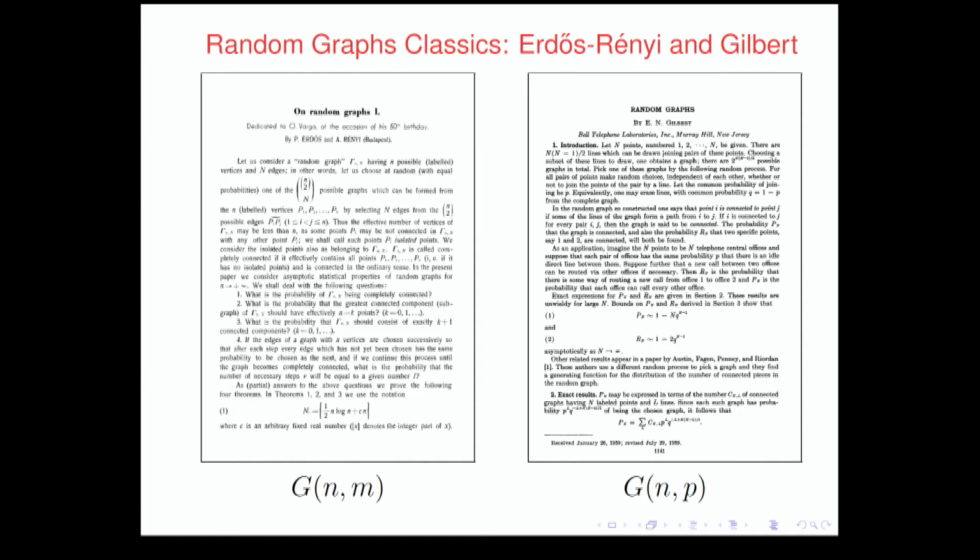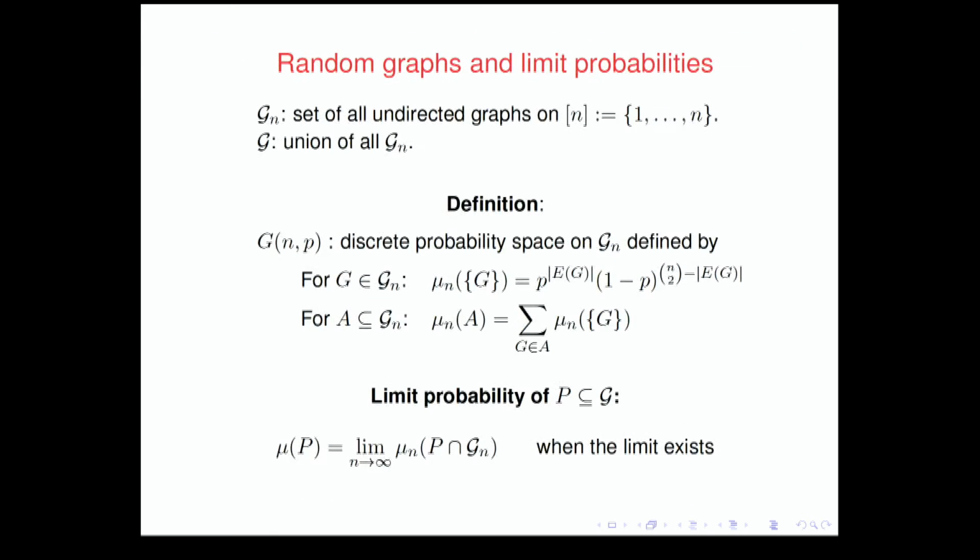So in both cases, they were studying the probability of the random graph being connected. However, the focus of Gilbert was more on the case where p was a constant, and therefore you have a dense random graph. And Erdős-Rényi were more interested in the case where the number of edges is very small, something like n log n. It's not very small, but relatively small. These two things will be guiding my talk, and so I will talk about them when the time comes. So what are random graphs and what are limit probabilities?